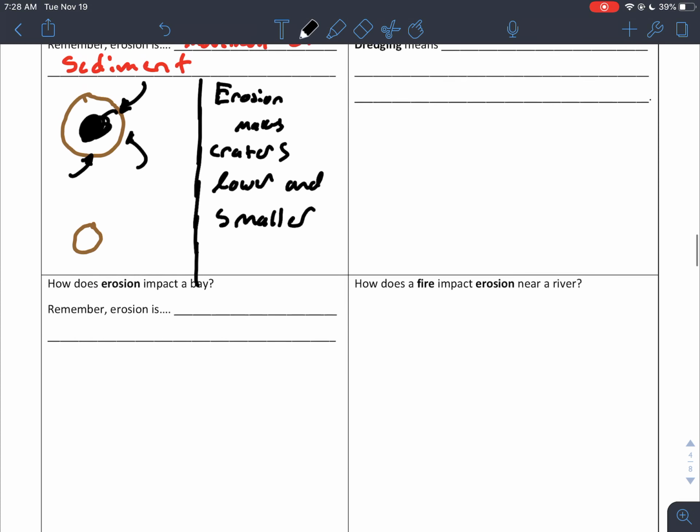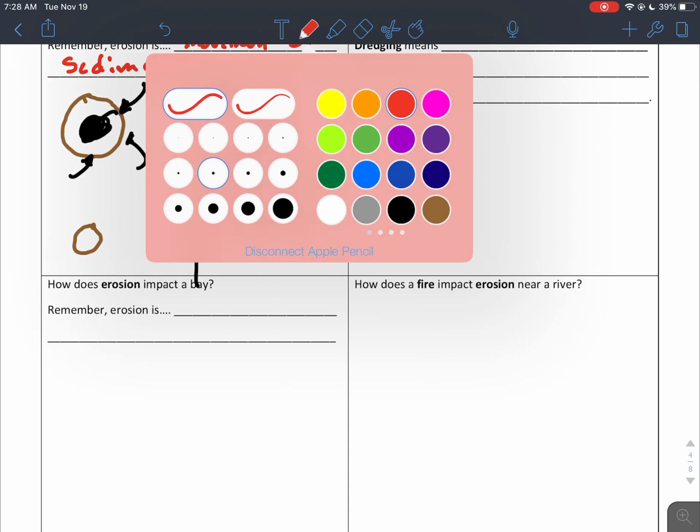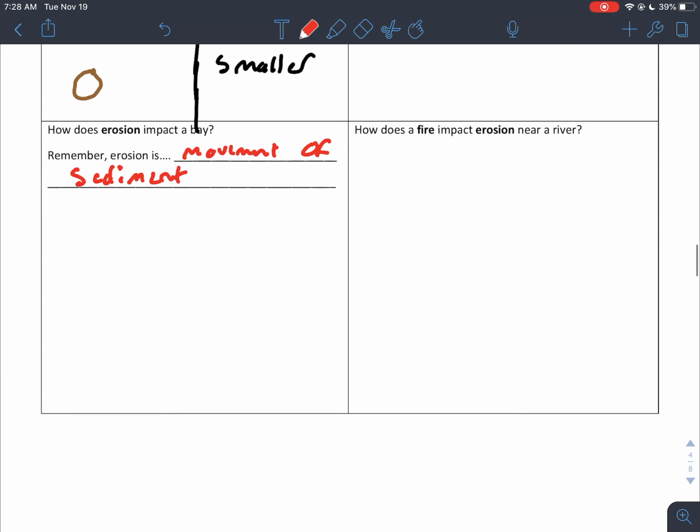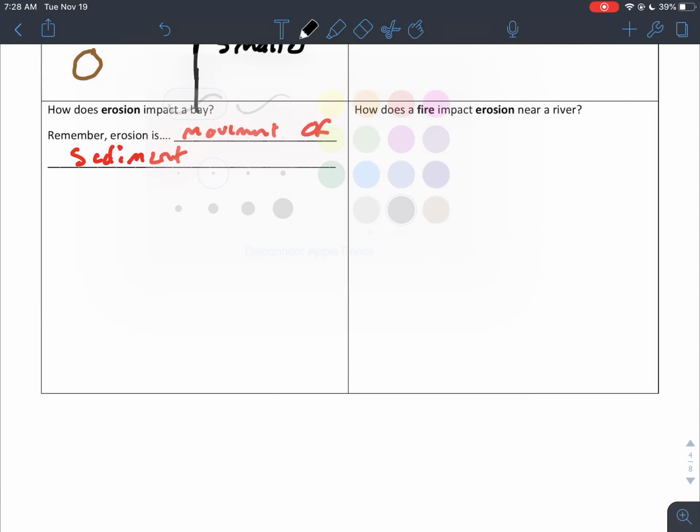We already know what erosion means. It means movement of sediment. So I'm going to change back to red. We're going to write that down. Erosion means movement of sediment. And now we need to split this in half, because depending on where in the bay you are, you're going to have a different impact by erosion.